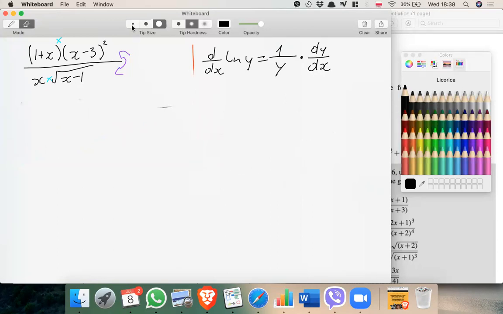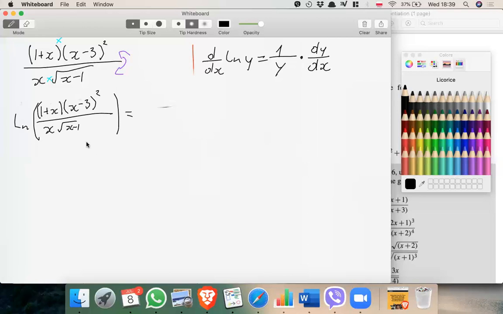The first thing I would do is take the natural log of this. By the law of logarithms, I have a product above the line, a product below the line, and a division between the numerator and the denominator. So ln, natural log of 1 plus x multiplied by x minus 3 squared, divided by x times root x minus 1.